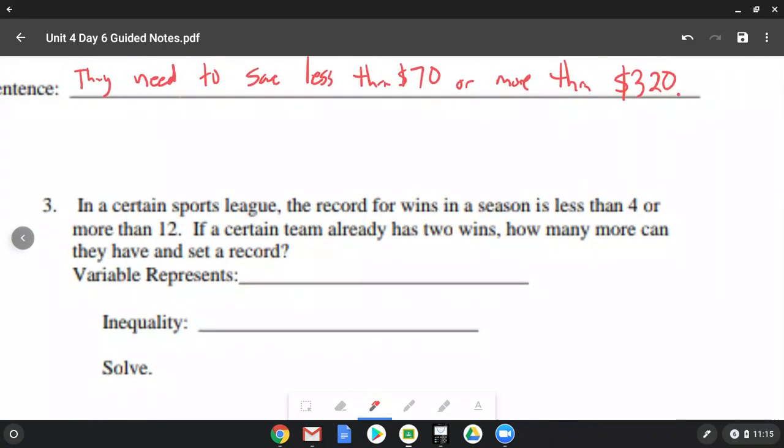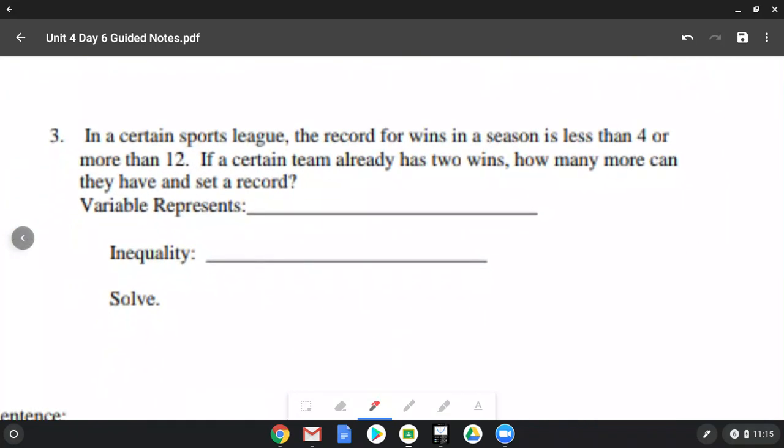All right. So now in a sports league, the record for wins in a season is less than 4 or more than 12. If a certain team has 2 wins already, how many more can they have and set a record? So I think this is going to be W for number of wins, because that's what we're talking about. They're asking how many more wins can they have to set a record for being really bad or really good. So my inequality, it says less than 4 or more than 12.